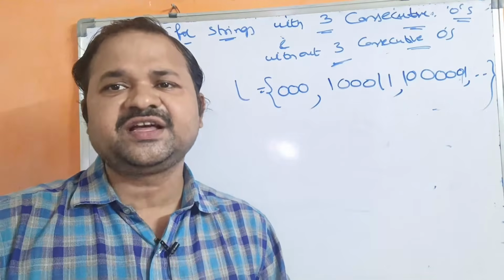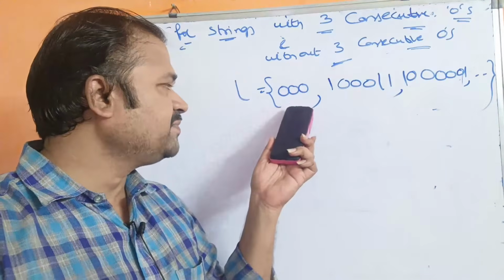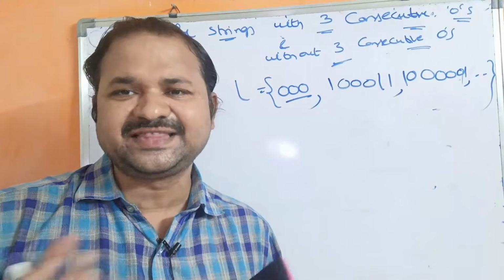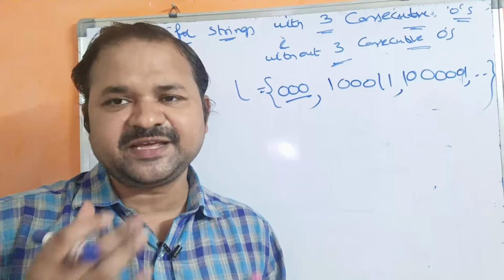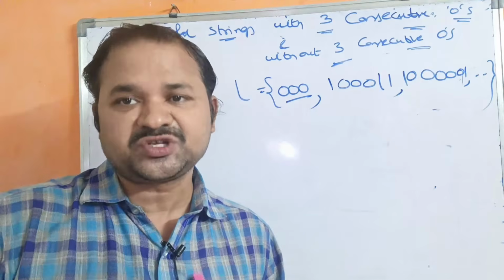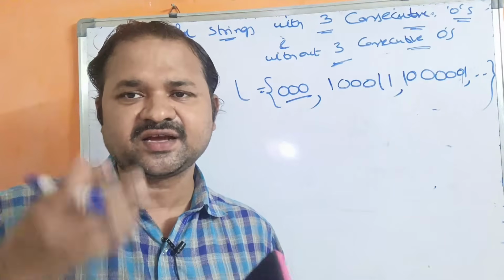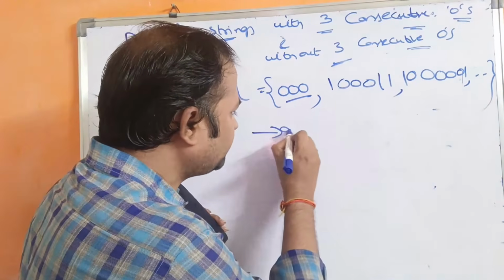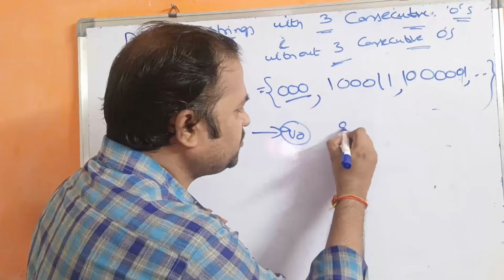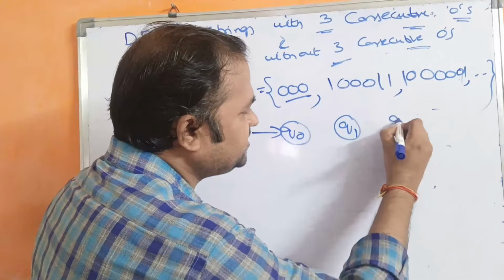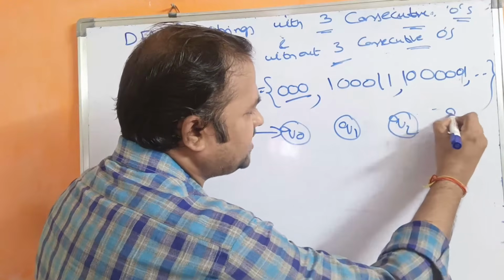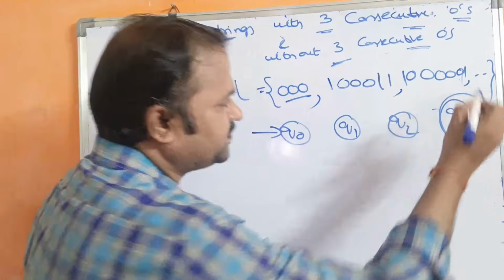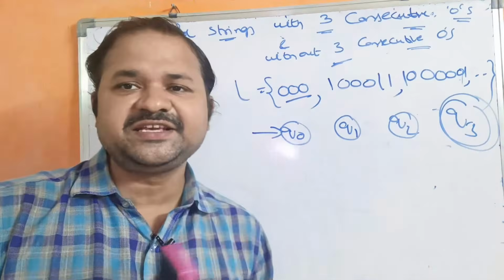Now let us construct the DFA. Here the minimum string is 000. So the length of 000 is 3, so we require 3 plus 1, that is equal to 4 states. Let the states be Q0 to Q3. Let the initial state be Q0, the next state is Q1, the next one is Q2, and the last one is Q3. Here Q3 is the final state, whereas Q0 is the initial state.